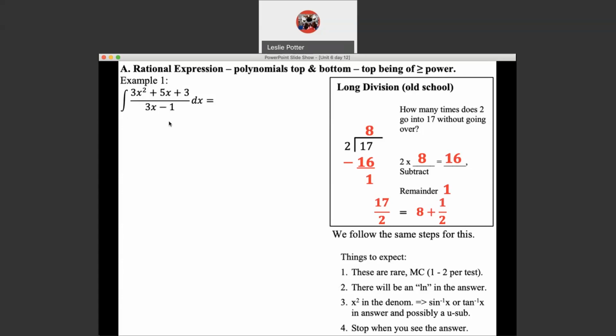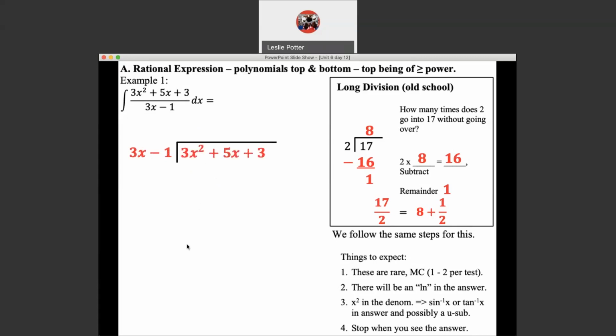Let's take a look at how you divide polynomials. You've done this in algebra 2, but it's been a while. So if we think of this fraction, how many times does 2 go into 17? From a polynomial standpoint, we're saying how many times does 3x minus 1 go into 3x squared plus 5x plus 3. So we're going to set up the division to look exactly like this. So how many times does 3x minus 1 go into this?